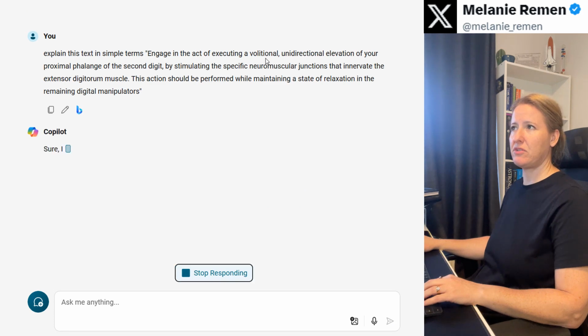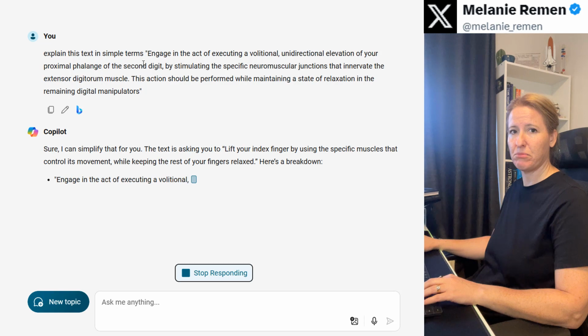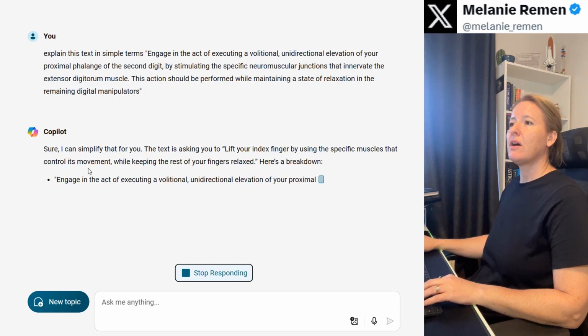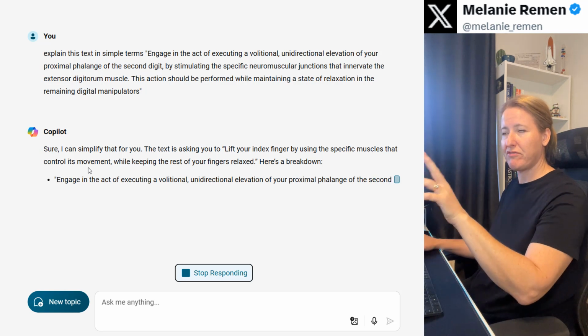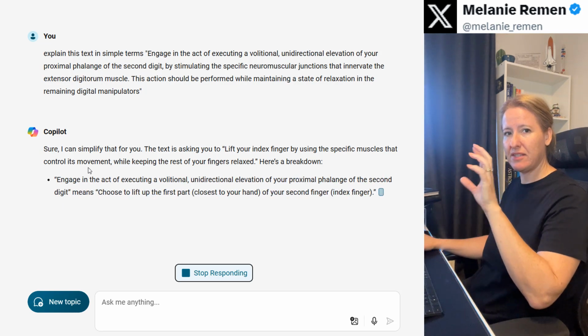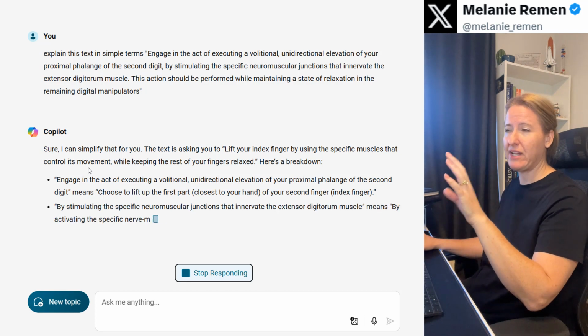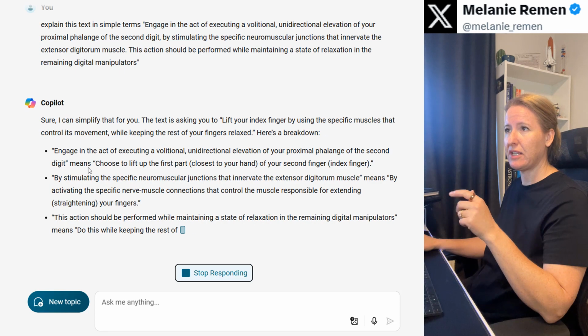Engage in the act of executing a volitional unidirectional elevation of your proximal phalange to the second digit, blah, blah, blah. I'm sure that makes sense once you understand all the different terminology in that sentence of what you're trying to say. But while you're trying to learn it, this language is not helpful, and it's a big barrier to learning, and it's a huge frustration in my journey of learning.